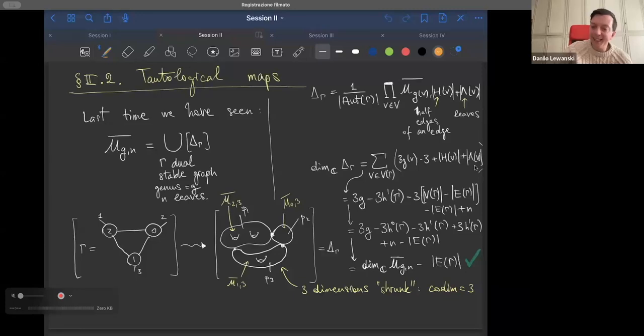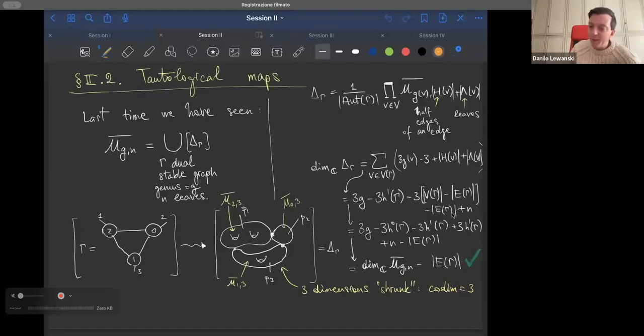And now if I take this and I sum all of these contributions up, I get 3 times the genus minus 3 times the h1 of the graph, or the first Betti number, which means how many loops do I have in the graph. So it's just a combinatorial, or topological, thing. And then I have minus 3 times the cardinality of the set of vertices, minus the cardinality of the set of edges.